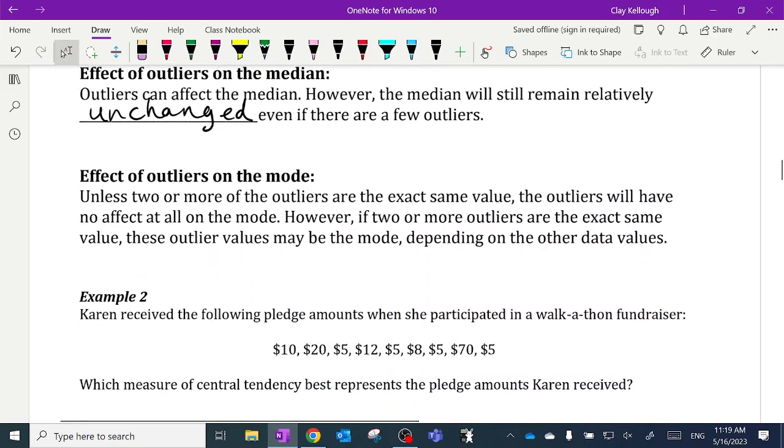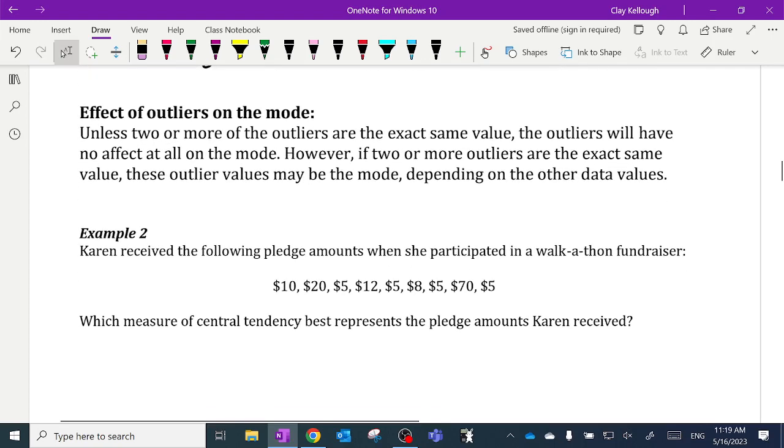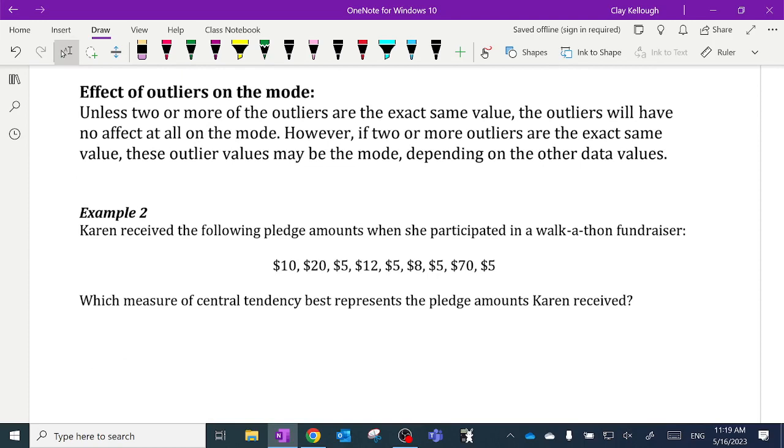Okay. Unless 2 or more of the outliers are exactly the same value, the outliers will have no effect at all on the mode. However, if 2 or more outliers are the exact same value, these outlier values may be the mode, depending on what the other data is. Notice in our case, the mode didn't change. It was 61 before, it was 61 after. All right, another example.